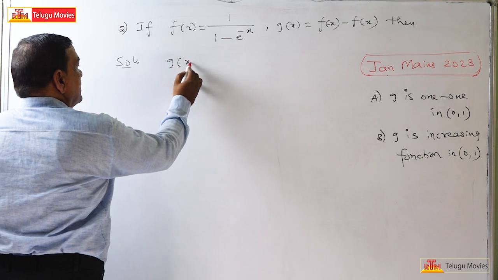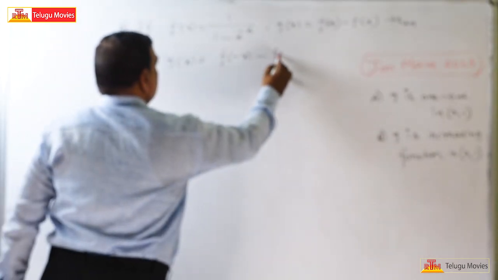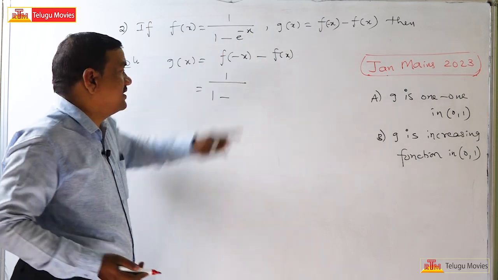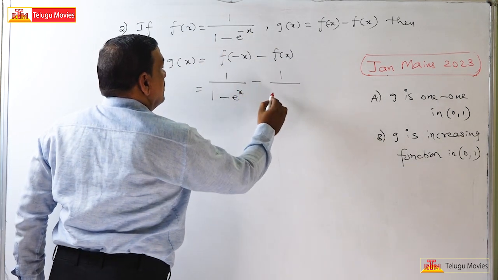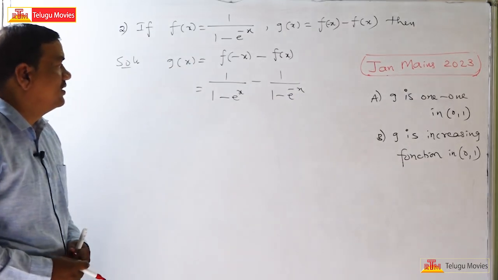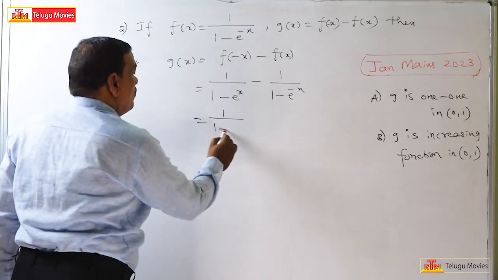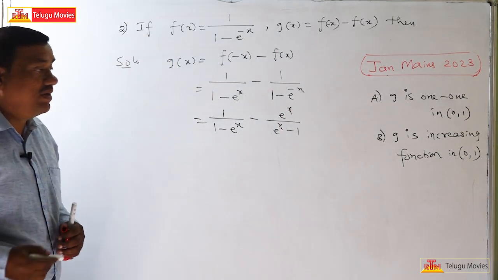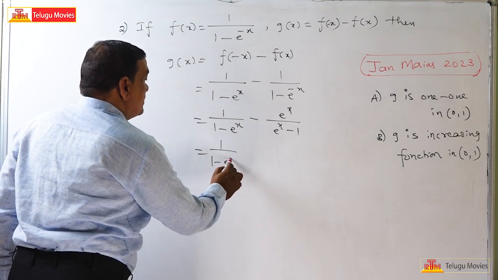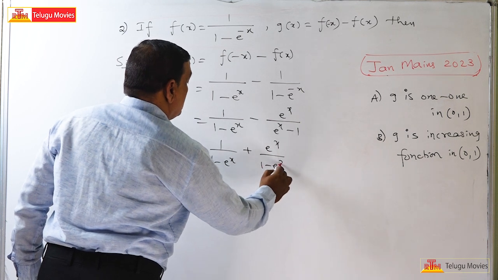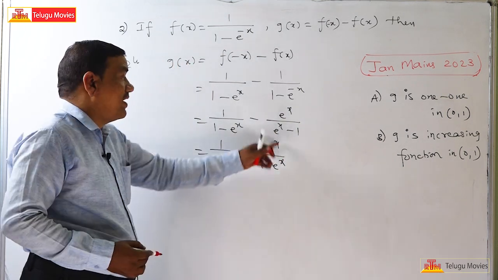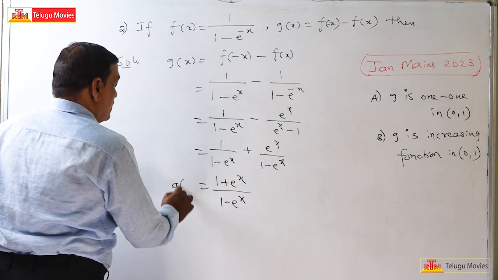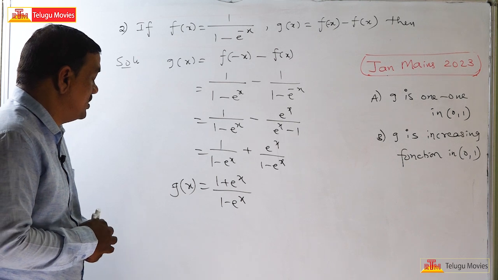Okay now. So here it is given that g of x is equal to f of minus x minus f of x. So that is 1 by 1 minus e power x, in place of x put minus x, minus 1 by 1 minus e power minus x, f of x. Okay, so this is as it is 1 by 1 minus e power x minus e power x by e power x minus 1. E power minus x means 1 by e power x. So this is equal to 1 by 1 minus e power x plus e power x by 1 minus e power x. I wrote 1 minus e power x, therefore minus will come. What is the LCM? This is 1 plus e power x by 1 minus e power x. This is g of x. Okay now, so this is g of x.